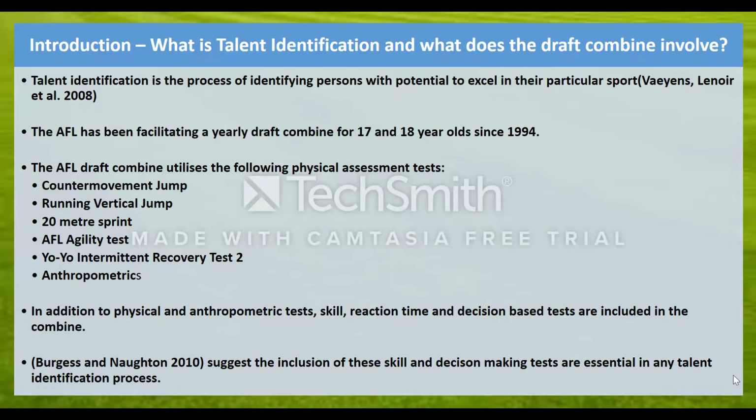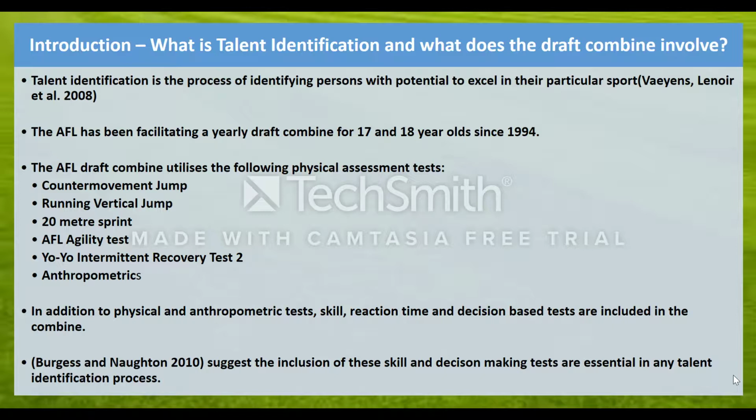I think it's important we start with defining exactly what talent identification is. Vaillancourt et al. define talent identification as the process of identifying persons with potential to excel in their particular sport. As the AFL has become more professional, so has the science around recruitment, and the AFL is always looking for elite talent. Increasingly, they have started to look for talent in other sports such as Gaelic football and basketball.